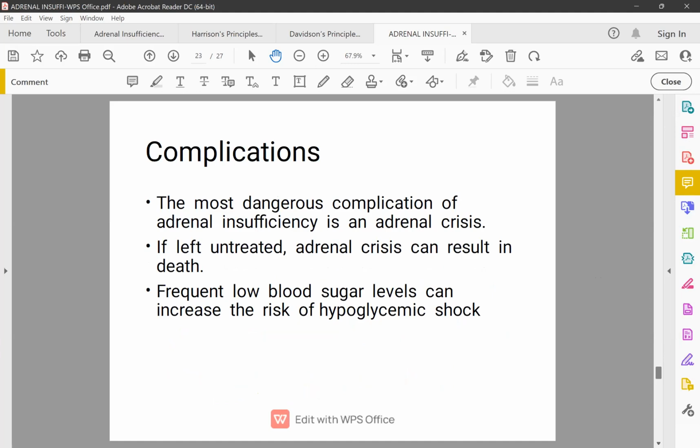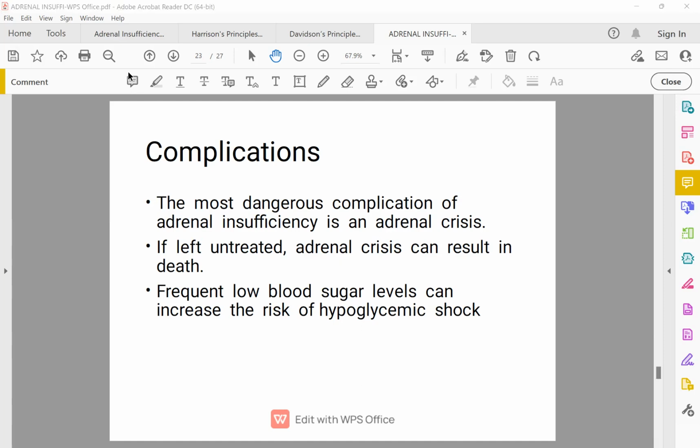And the last one is the complications of adrenal insufficiency. The patient has an undiagnosed adrenal insufficiency. If he undergoes any stress or any illness, the adrenal insufficiency may precipitate into adrenal crisis. If left untreated, adrenal crisis can result in death. The patient may have features of hypoglycemia attacks. These also precipitate the adrenal insufficiency, so they may land up in adrenal crisis. Self-explanatory.